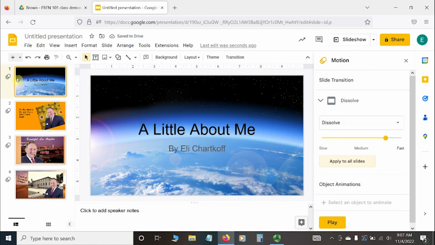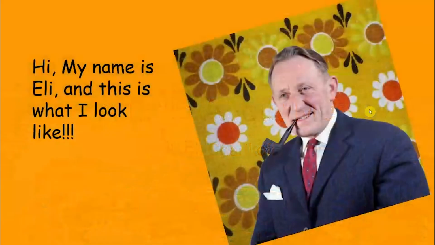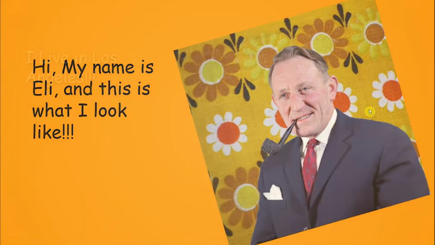And you can see now there's these little icons to the left of each slide saying that a transition has been applied. So let's see. I'm going to click on Slideshow, start from the beginning. And now when I click, oh, there's a nice dissolve. That looks great.